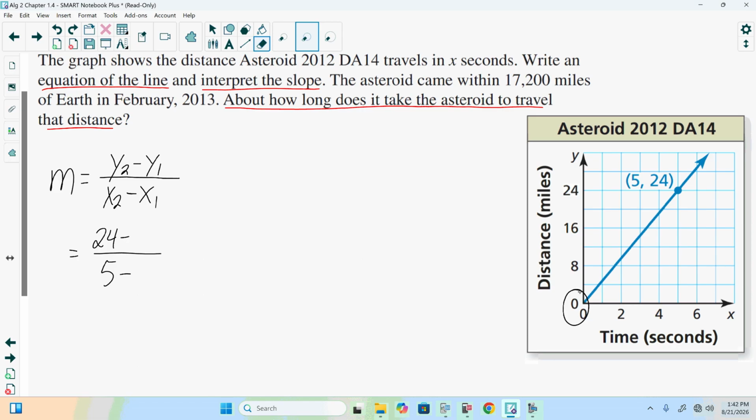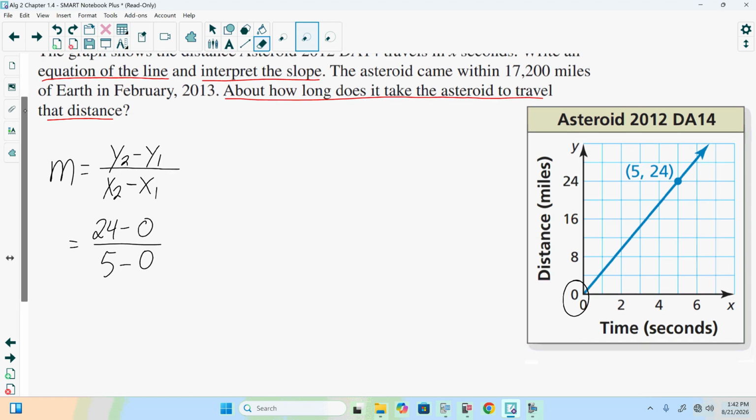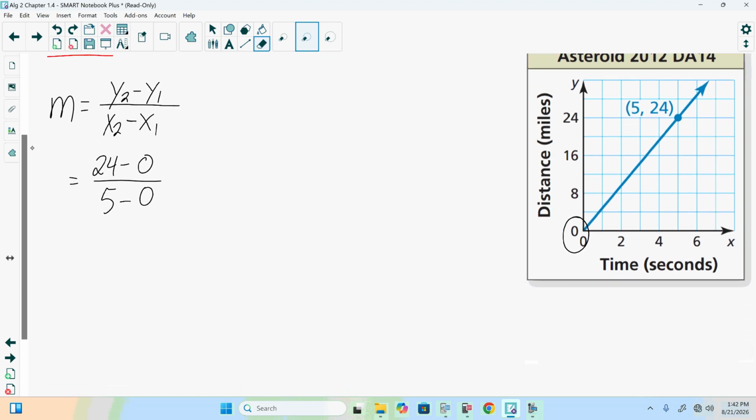It does intersect the x and y axis at the point 0, 0. Two ways we can go from here. One, we can calculate this by hand. 24 minus 0, 24. 5 minus 0, 5. 24 over 5 does not reduce nicely, so it tells us that our slope is 24 fifths.